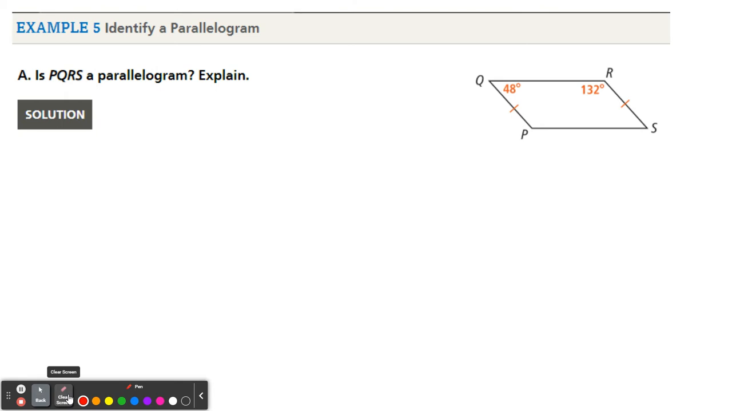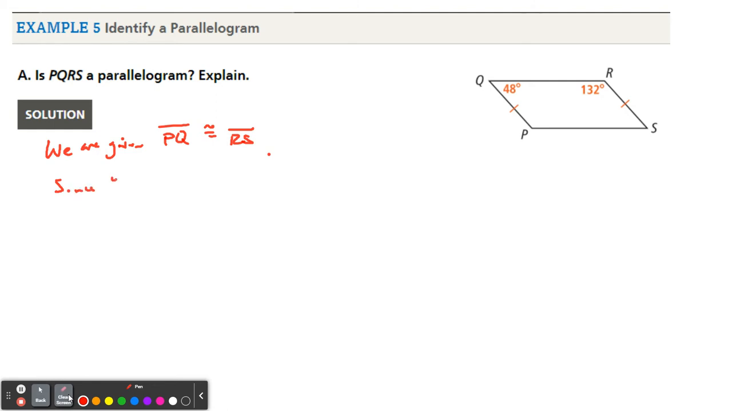So let's take a look at what we're given in the picture, right? We are given segment PQ is congruent to segment RS. So that's one pair of opposite sides congruent, right? We also are given this 48-degree angle and this 132-degree angle. If you add 48, 132, that's 180.